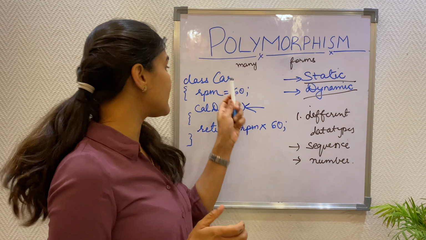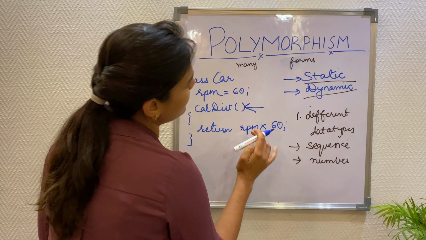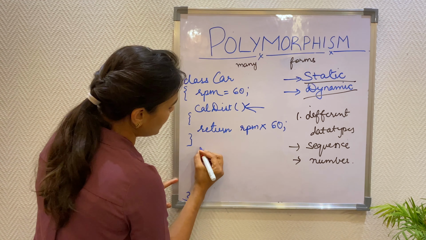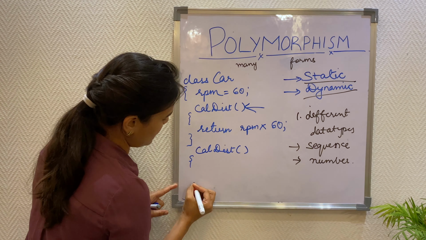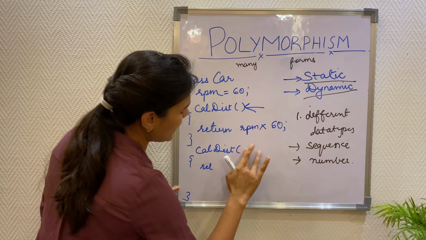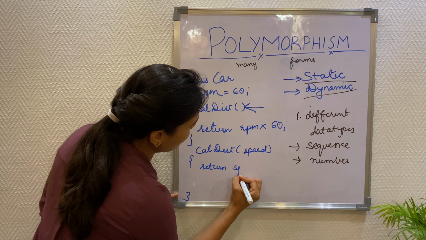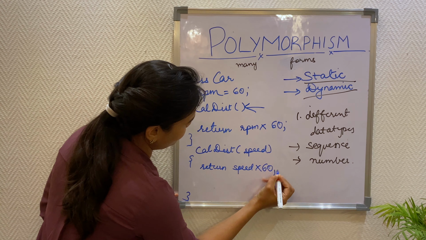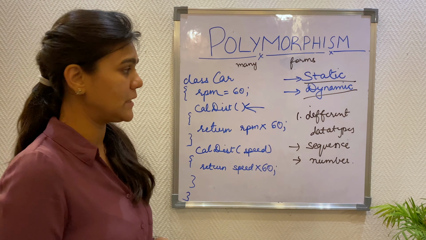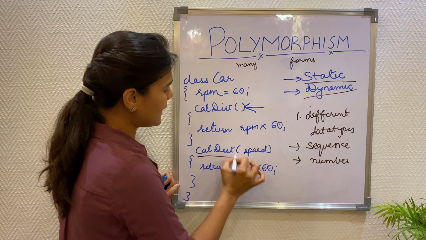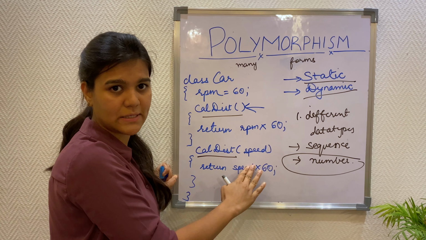Now going back to my car class example, I have the calculate distance method. This method returns the RPM into time. I can introduce a new calculate distance method that will take speed as its input parameter and then return speed into time. You can see here that I have consciously taken the speed as an input parameter because this will differentiate both the calculate distance methods by this feature of having a difference in the number of input parameters.